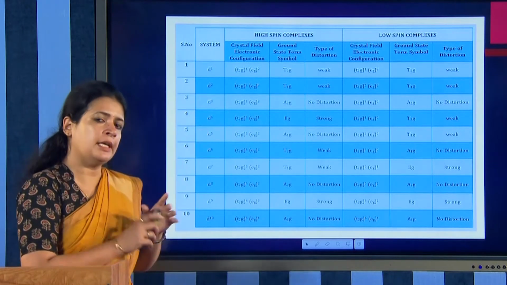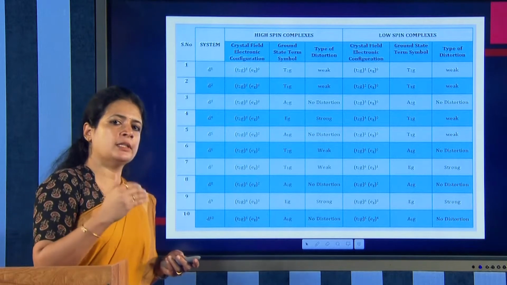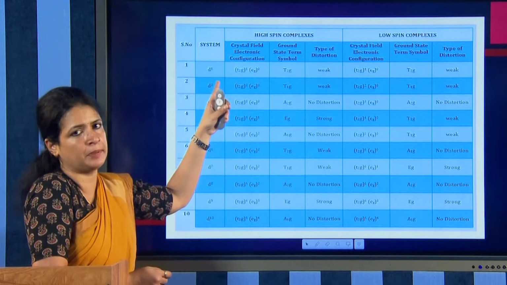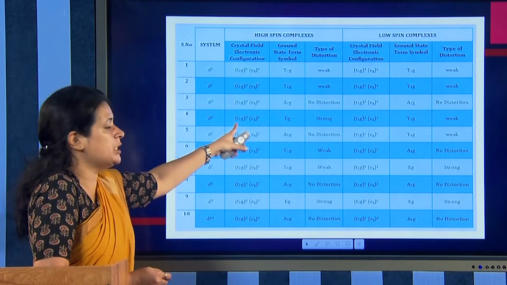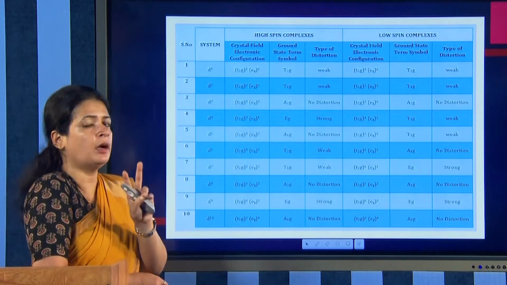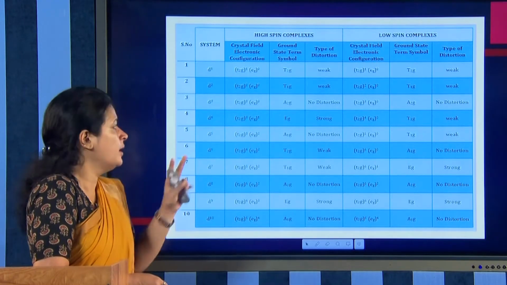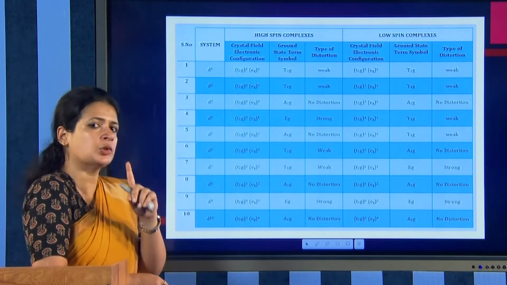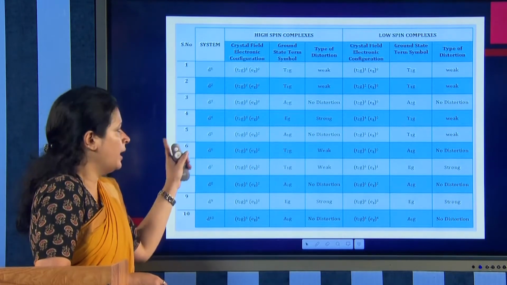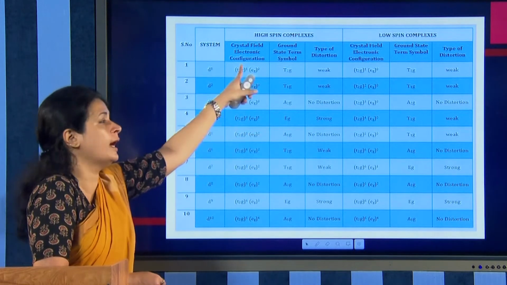See, high spin means after the occupancy of the 3 electrons in the 3 t2g orbitals, the 4th electron will be moving to the eg orbital. So, this is the situation: t2g3 and eg1. How many orbitals are there in the eg? We have 2 orbitals, that is dz square and dx square minus y square. That single electron may occupy either dx square minus y square or dz square. That is why there is a strong distortion in the case of d4 high spin.